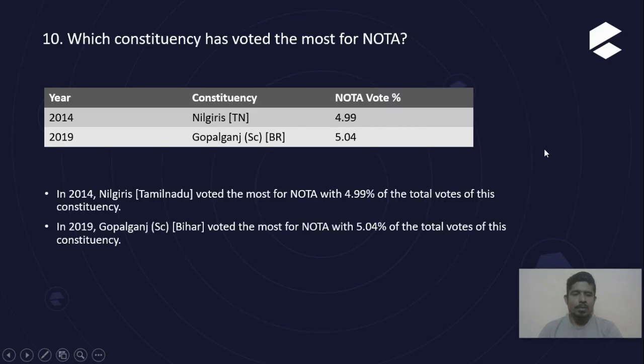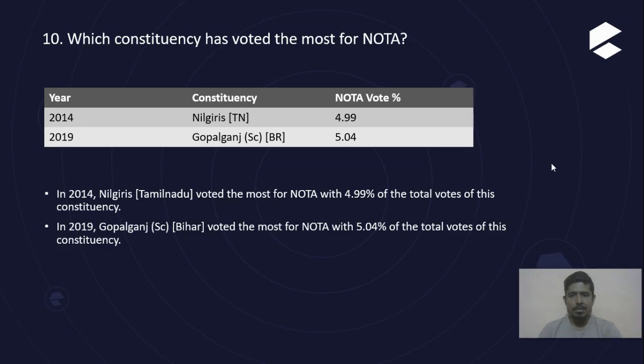Next query: which constituency has voted the most for NOTA? So in 2014, Nilgiris constituency from the state Tamil Nadu voted the most for NOTA, with 4.99% of the total votes of Nilgiris going to NOTA. In 2019, Gopalganj constituency from Bihar voted the most for NOTA, with 5.04% of total votes of Gopalganj going to NOTA.